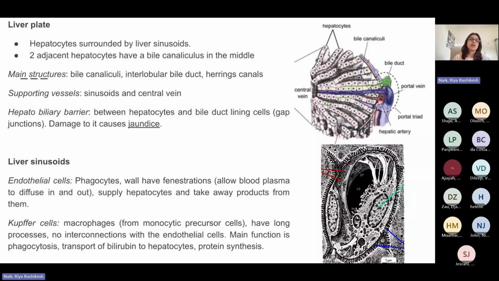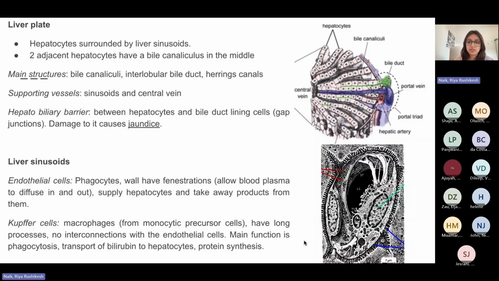One important thing about the liver plate is something called the hepatobiliary barrier. It is between the hepatocytes and the bile ducts. It is made up of gap junctions. The reason this barrier is so important is that it prevents the toxic bile from entering the bloodstream. Because if it does, it can cause a bunch of problems. For example, it could cause jaundice.